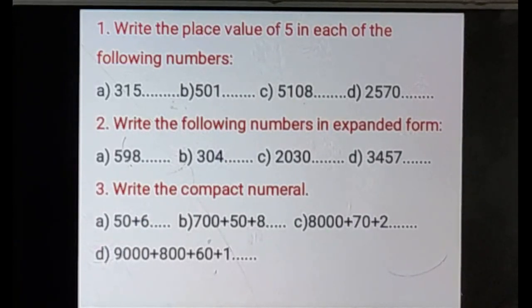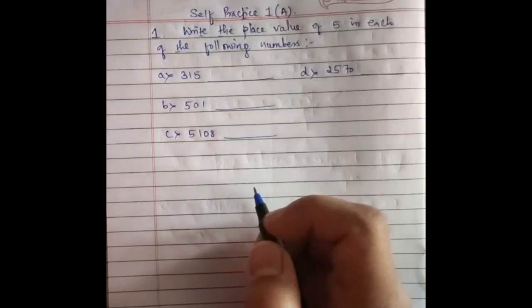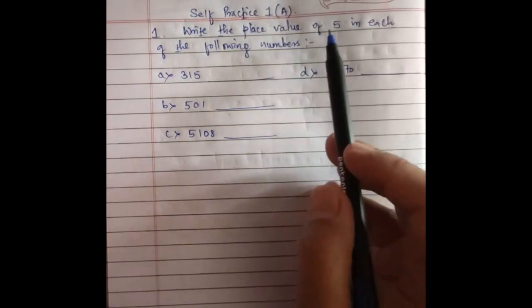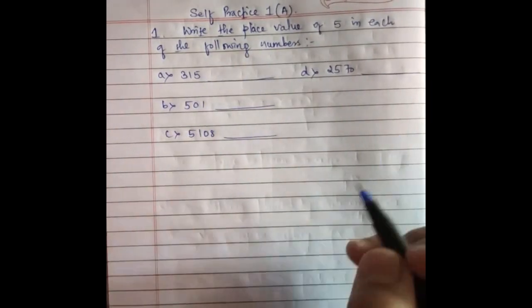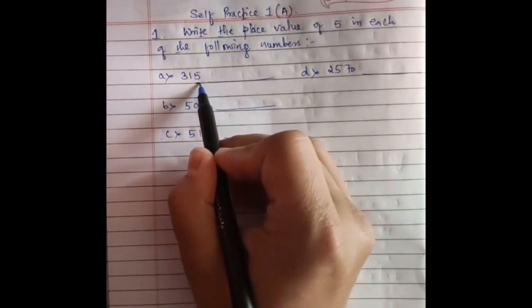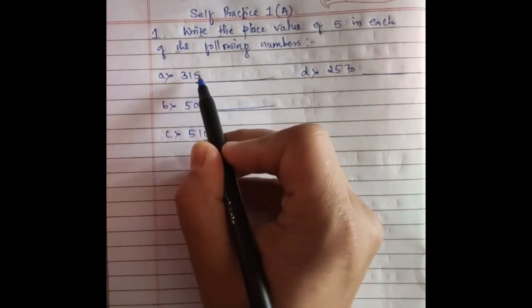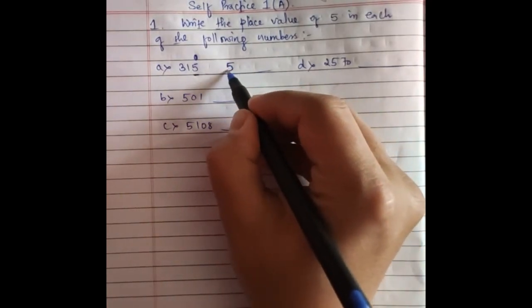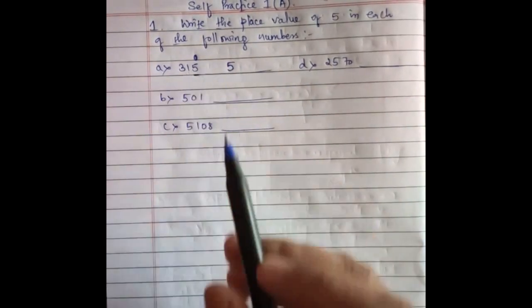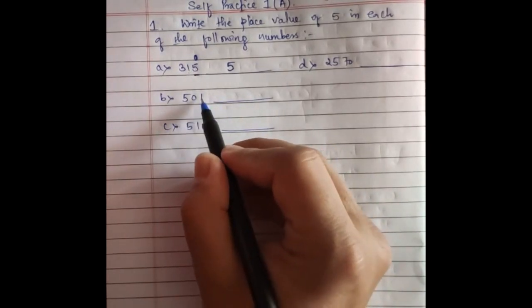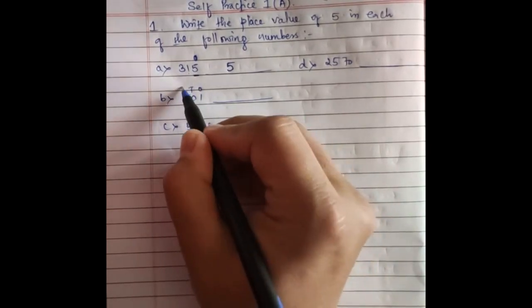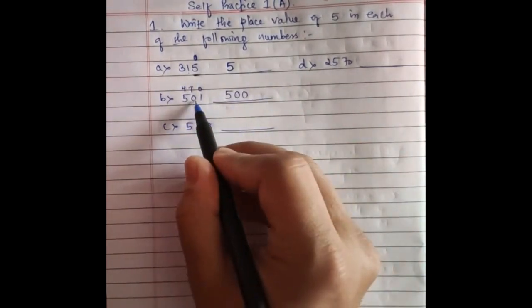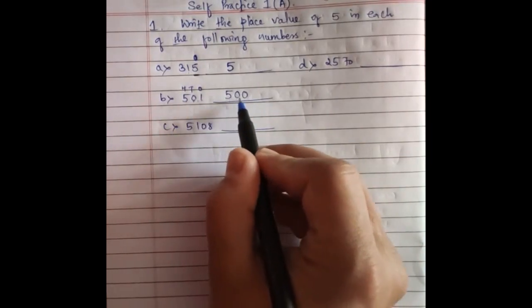Okay, let us start solving number 1. So students, this is your first question. The question is to find the place value of 5 in each of the following numbers. If I look at the first question, 5 is in which position? It is in ones position. So we are going to write the place value of 5 is 5 in this case. In the B case, ones, tens, 100, it is in 100 position, so we are going to write 500. How many digits are there after 5? 2 digits, so 20.